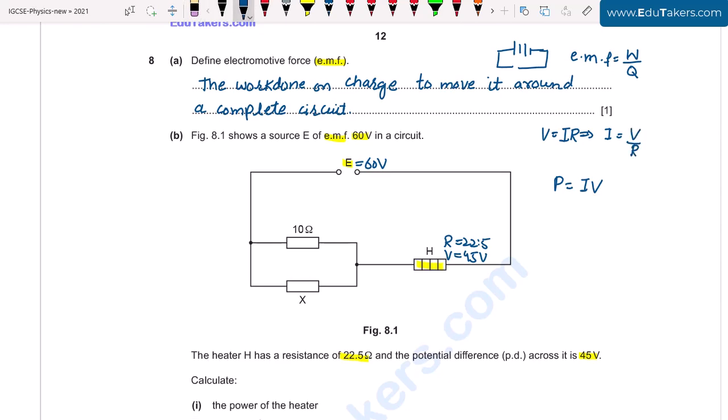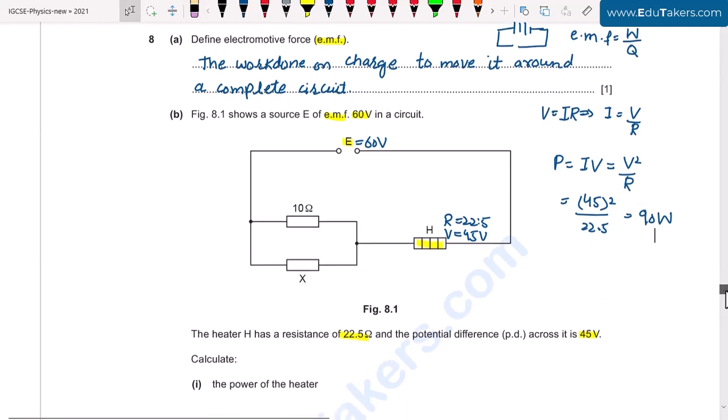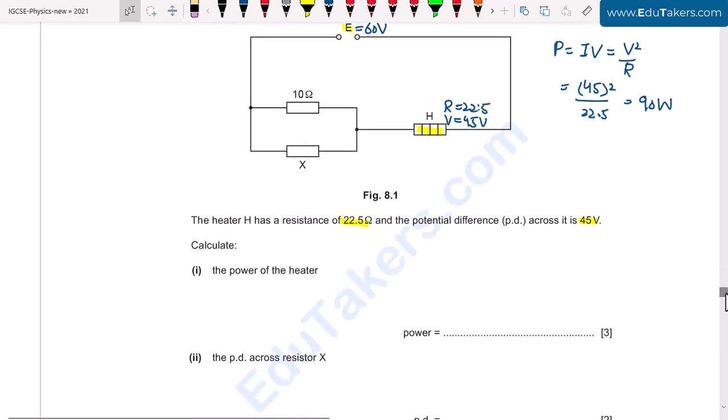I put this value of current in this equation and it becomes V squared over R. And V is given 45 and the value of resistance is 22.5. I am putting here 45 squared divided by 22.5 and power comes to be 90 watt. So the power across the heater is 90 watt. I write here: power is equal to 90 watt.